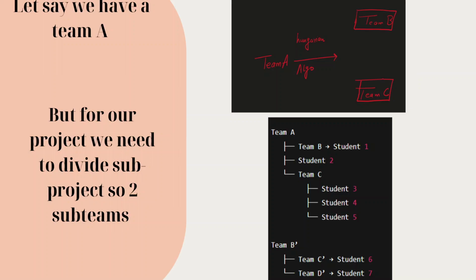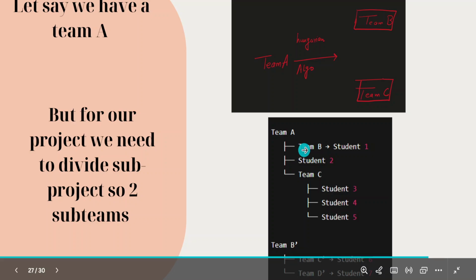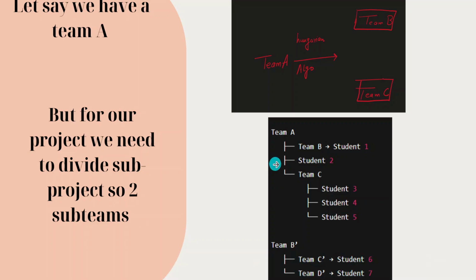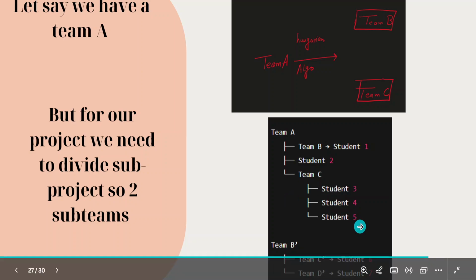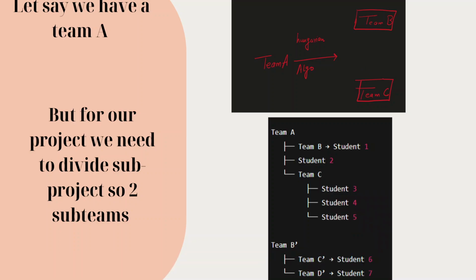Now let's say we have a team A, and we run the Hungarian algorithm again on this team. Then we will have a team B and a team C. Now this team B and team C are a part of team A. If we implement our solution, then we will have this type of structure: team A will contain team B, and then team B will have student one, then team A will have student two, then team A will also have team C, and then three, four, five. Similarly, team B will have team C, and team C will have students. In this way, our solution will maintain the hierarchical nature of our software.